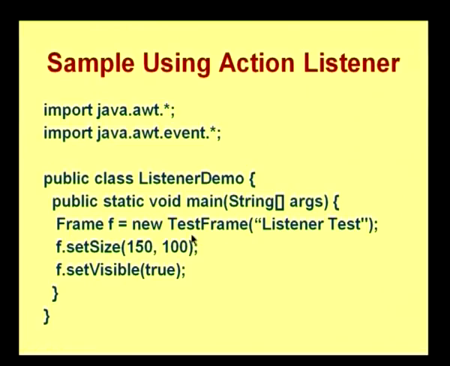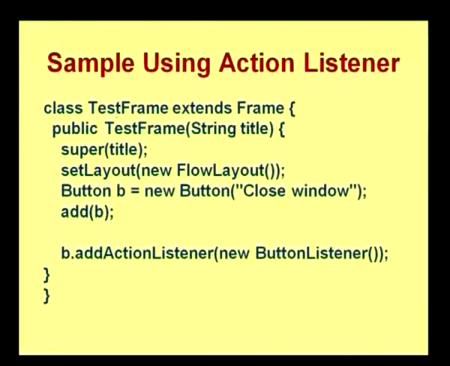So, public class listener demo and your main method. I am creating a frame, setting it to a particular size and then making it visible. Here I just instantiate the frame. Now you can see what this frame is. This frame extends Frame. Your class TestFrame extends Frame.